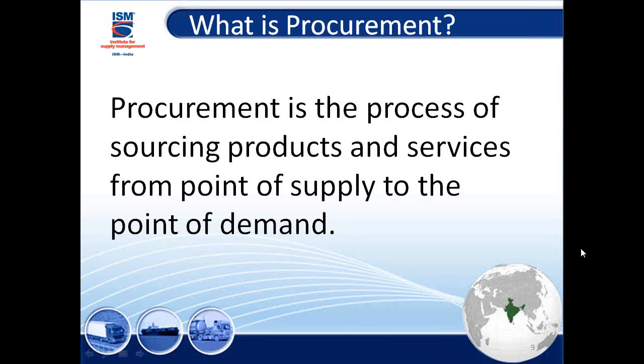Now once you have got the concept of e-commerce, e-business, and a little bit about the definition of internet, let's move into procurement. Procurement is the process of sourcing products and services from the point of supply to the point of demand. On one side you have a customer, the point of demand, and on the other side the supplier. It could be supplier to supplier, or customer to customer. That chain we nowadays call the supply chain itself.